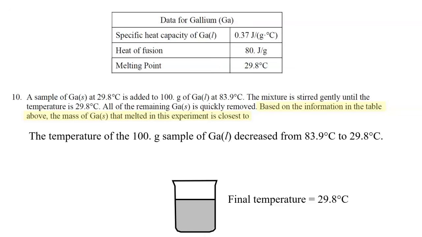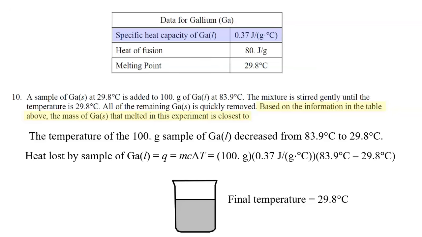So the temperature of that 100 gram sample of liquid gallium decreased from 83.9 degrees Celsius to a final temperature of 29.8 degrees Celsius. Let's go ahead and set up Q equals mc delta T for the liquid gallium. The specific heat capacity is 0.37 joules per gram degree Celsius for liquid gallium. So here is the heat lost by the liquid gallium, equals Q, which is mc delta T.